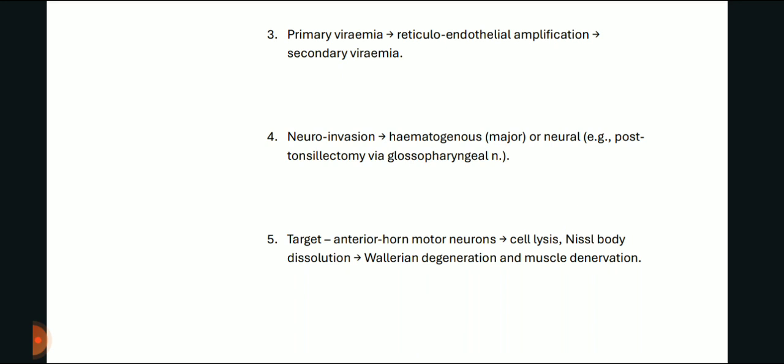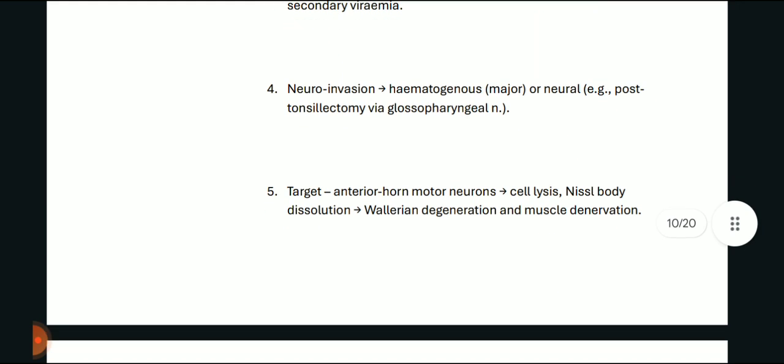Next up, this shows retroendothelial amplification, where it goes into the reticuloendothelial system involving the liver, kidneys, and spleen, and from there it recirculates in the body, causing secondary viremia. What happens after this?